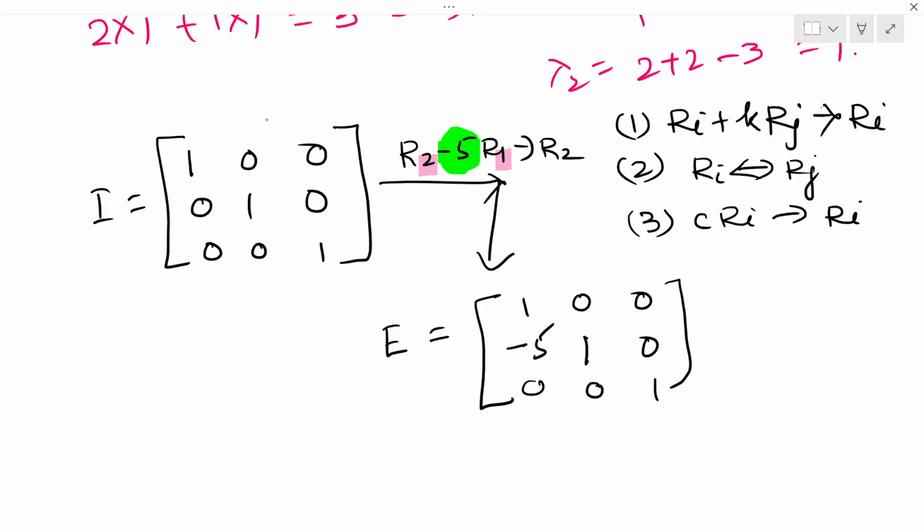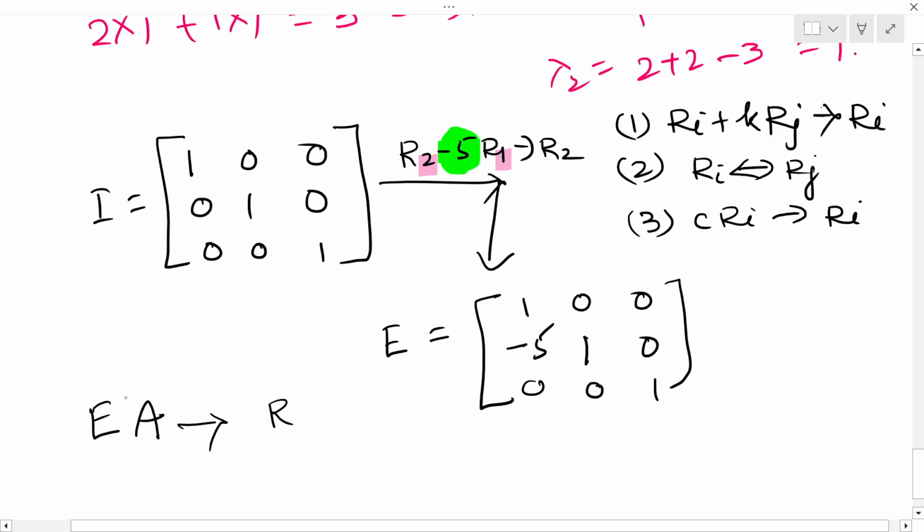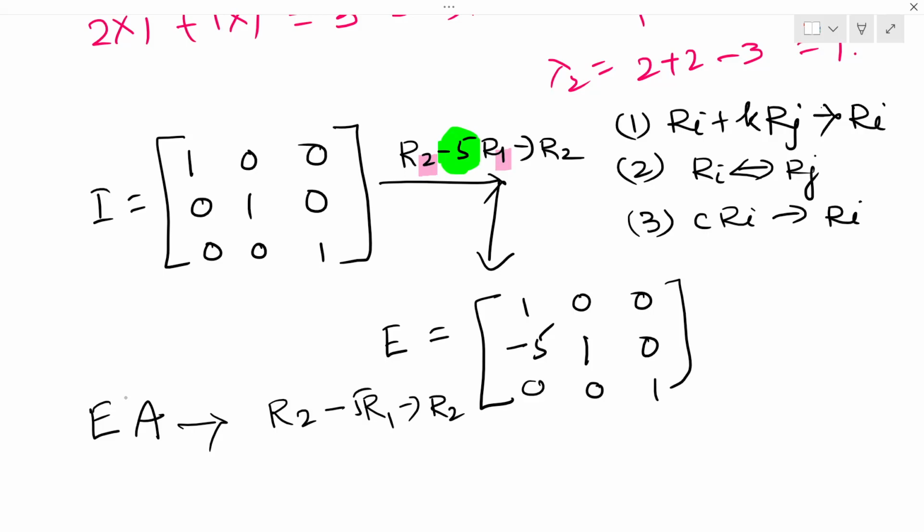Minus 5. So here a row operation is given. So this row operation is equivalent to this matrix. Whenever this matrix E is multiplied on a given matrix A, I will get this row operation taking place in A.